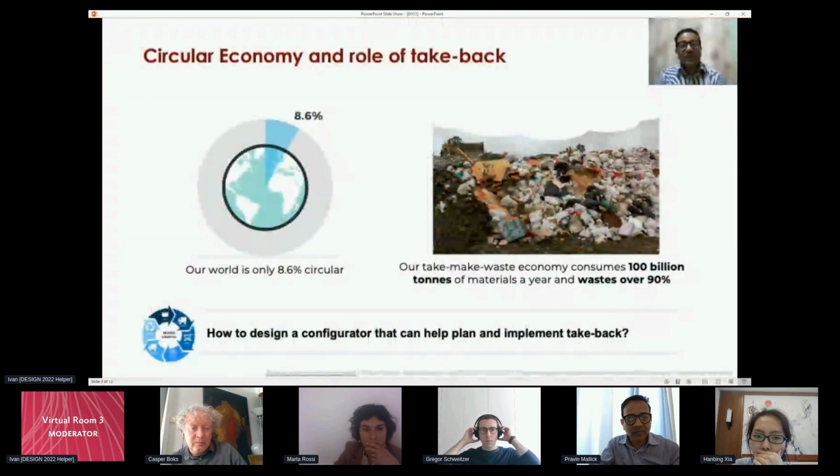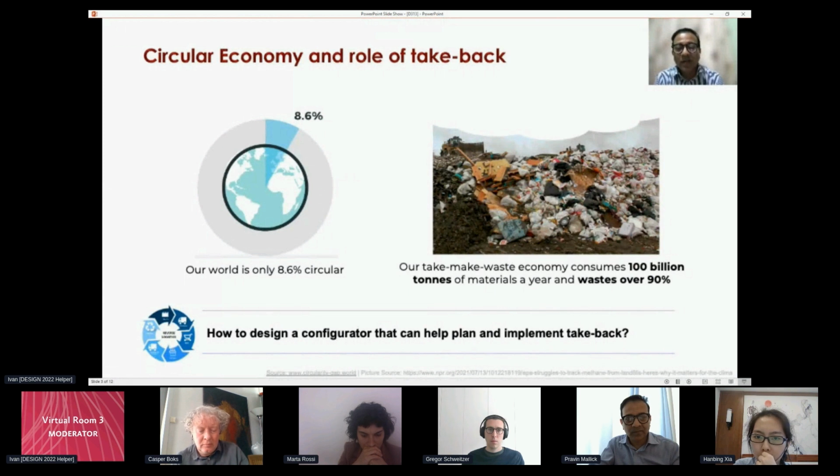Of course, it does not need to be elaborated how the current take, make, and dispose based linear economy is proving to be unsustainable. It's leading to many of the crises, like the resource crisis, the waste crisis, and so on. But more importantly, for circular economy to work, take back can play a crucial role.